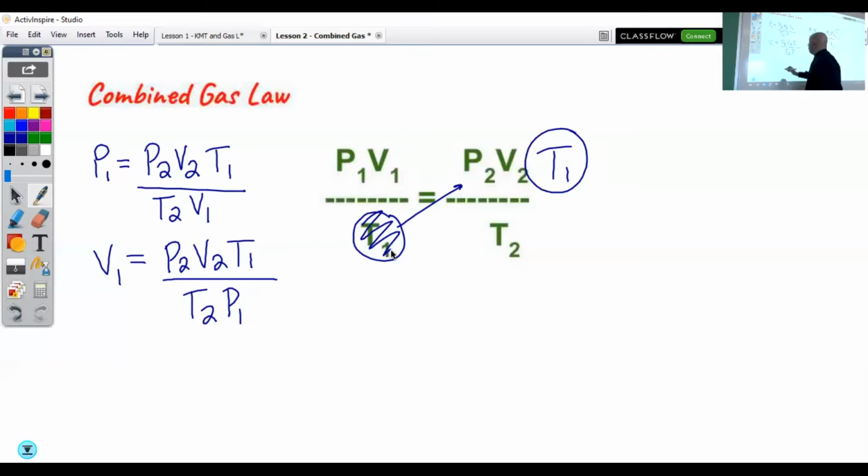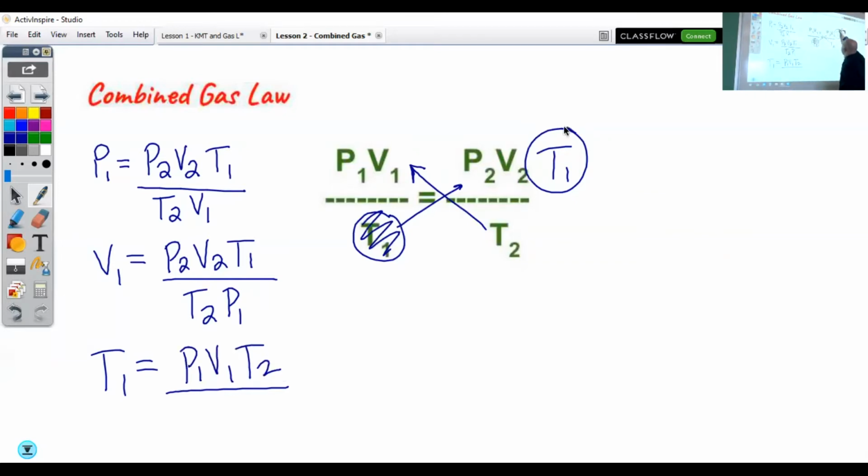So we're going to wind up with temperature 1 equals pressure 1, volume 1, and then temperature 2, that's going to go up there. So we'll have pressure 1, volume 1, temperature 2. Now, because temperature is sitting up here on the right, we have to get these 2, pressure 2 and volume 2, away from it. So they're going to come down here on the lower left. We'll have pressure 2 and volume 2 on the bottom of our fraction.